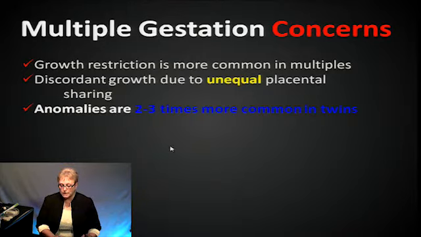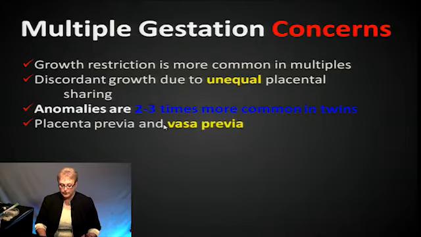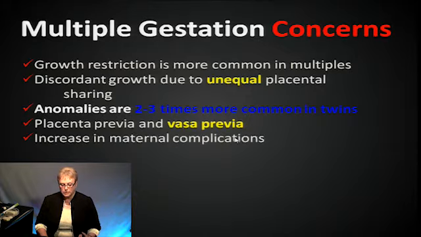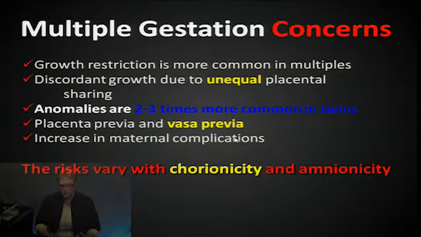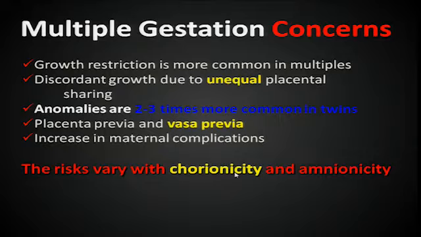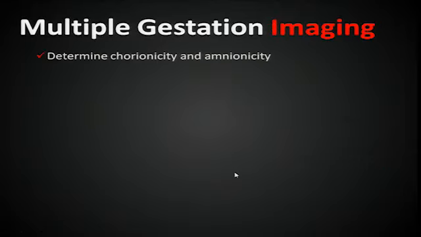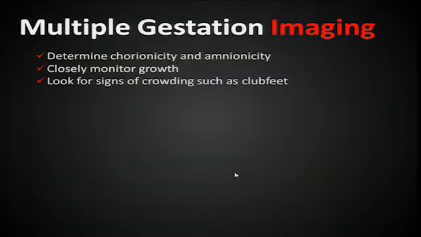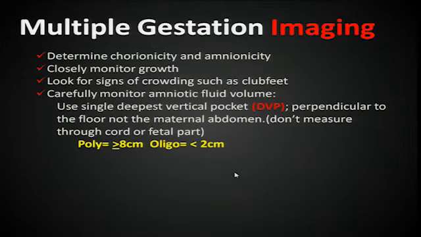Anomalies are 2 to 3 times more common in twins. Placenta previa and vasa previas are more common. Cord insertion abnormalities into the placenta are more common. There's an increase in maternal complications because of the overdistension of the uterus, and preterm labor, and the risks vary with chorionicity and amnionicity. So in multiple gestational imaging, you want to determine the chorion and the amnion. You have to closely monitor their growth. You look for signs of crowding, such as clubfoot, and careful monitoring of the amniotic fluid.